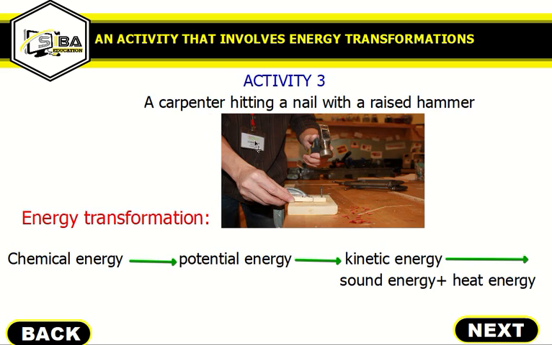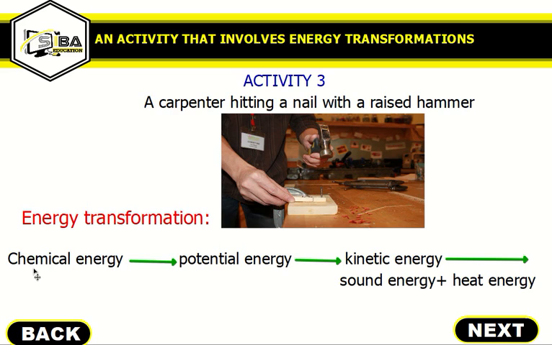So let's look at this last activity. There is a man here hitting a nail with a raised hammer. Remember, the man is using his energy to hit the nail, but he's holding the hammer. So the energy possessed by the man is chemical energy because he has taken in food, which has given him energy to raise the hammer.